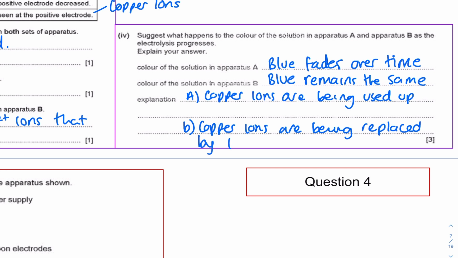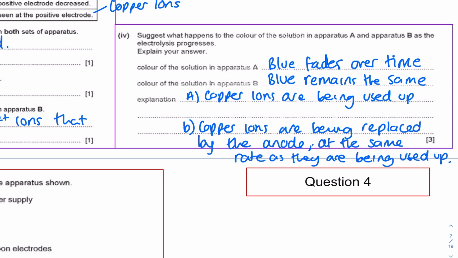You can add by the anode if you want to be really, really specific. And if you want to be super specific, you say the copper ions are being replaced by the anode at the same rate as they are being used up. So what we don't want to do is imply that the copper ions aren't being used up in B. Just writing that they're being replaced at the same rate really doubly confirms that you know they're still being used up, but they are being replaced at the same rate.